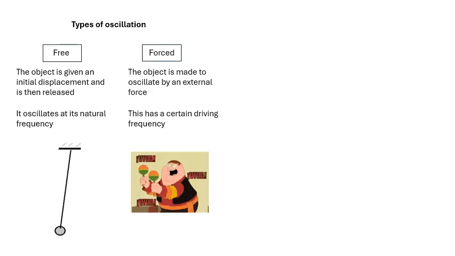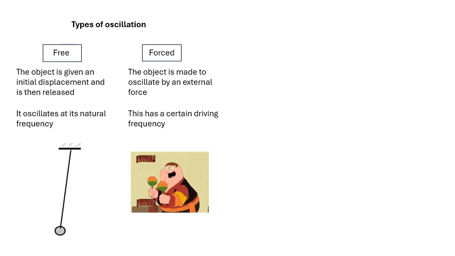Two types of oscillation we're going to talk about. So you've got free and forced. A free oscillation, if I get a pendulum and I just pull it to the side a little bit and let go, then it oscillates freely at its natural frequency. So you give an object an initial displacement, like you pull a pendulum to the side or you lift up a mass and let go, and it will oscillate at its natural frequency, and that is a free oscillation.